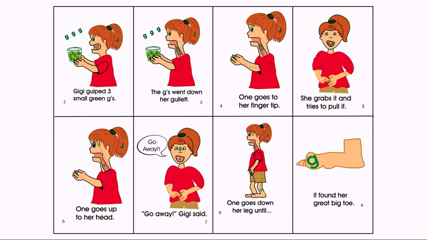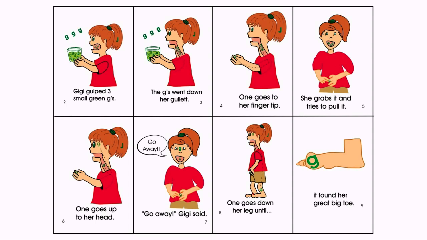The G's went down her gullet. So again, we have some pretty silly words for the kids, and they like to play with silly words they've never heard before. And everybody now needs to be just like Gigi, and you need to swallow your G, so everybody feels their throat, g, g, g. And then you can point to the letters. Okay, let's make the sounds together.